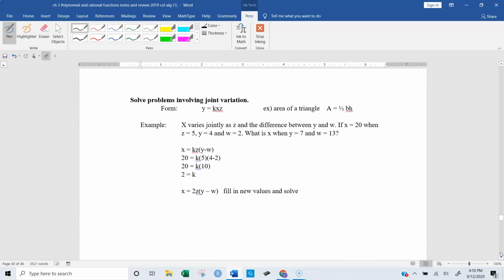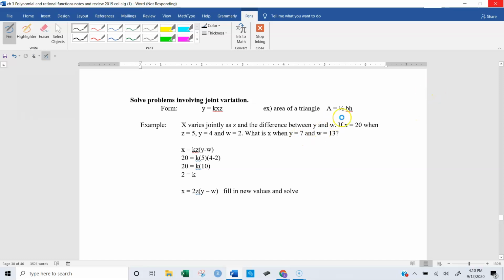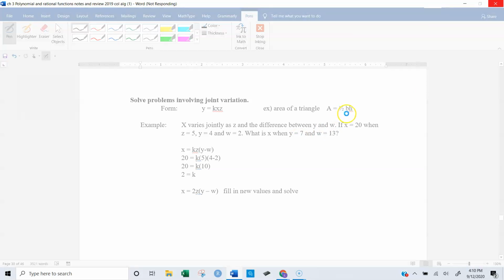Okay, joint variation means you are multiplying by more than one thing. You've actually done this quite a bit. Like the area of a triangle is joint variation because the K is 1/2 and it's times base and height. So it's dependent upon two things. That's what the joint variation means.